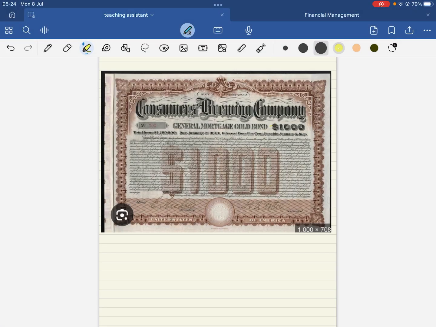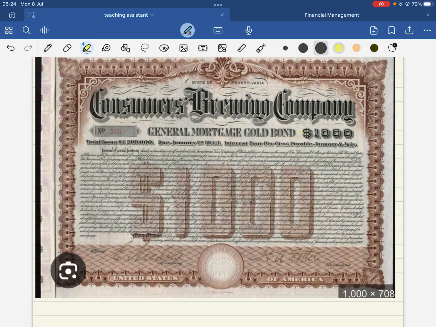On the slide is an example of a bond. As you can see, there are three elements that have been indicated by me in the previous slide. The first thing is the par value, 1000 USD. The due date is on January 1st, 1943. And the coupon rate is 4%.